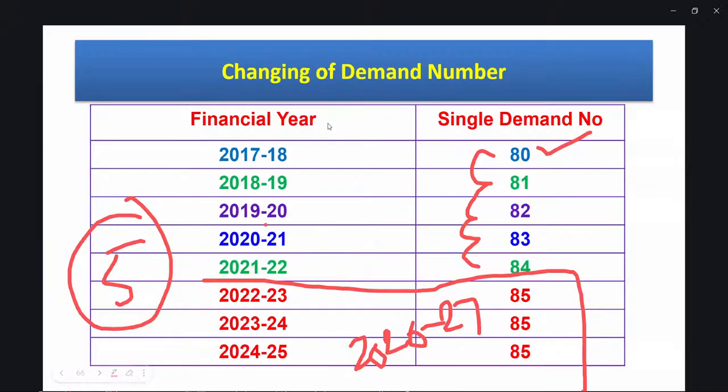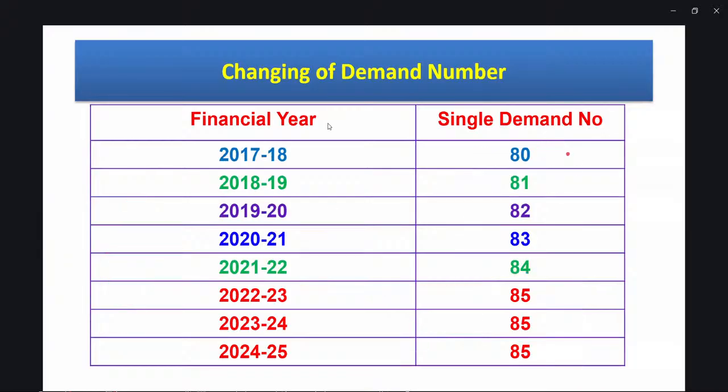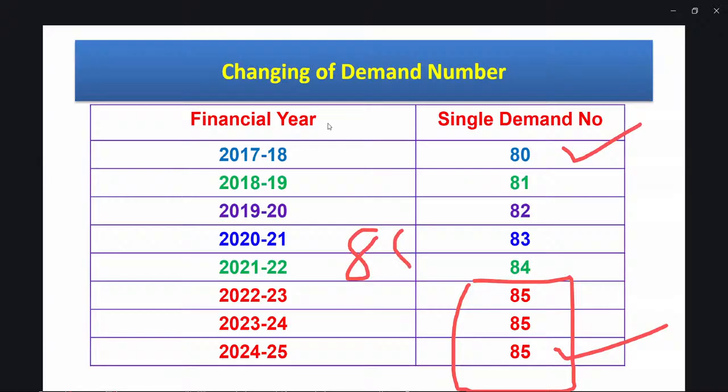99% they will not ask the interval demand years in between. Either they may ask possibly the first year or the current year. Current year means 26, 27, it is 85. Please remember, last 5 years it is the 85. This is just a number. Okay, no significance.